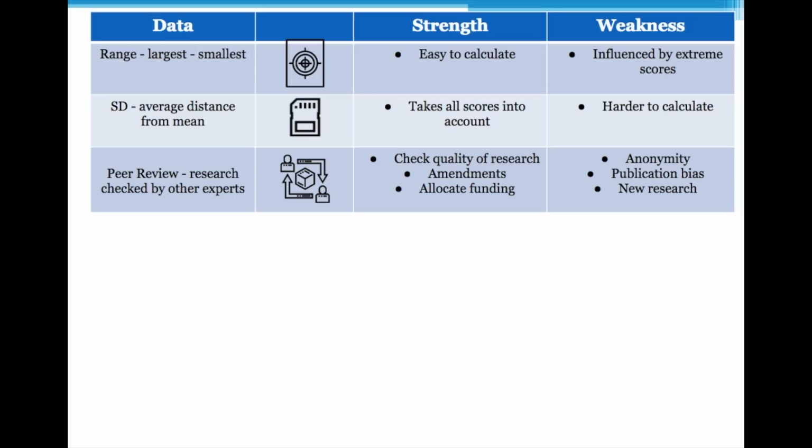So what they do is they check for the quality of the research. They suggest any amendments that might need to be made. They can either accept it as it is, they can accept with corrections, or they can reject it, and it can allow allocation of funding. So if you're known as a good researcher and you're getting lots of published research, you're then probably more likely to get research funding in the future.